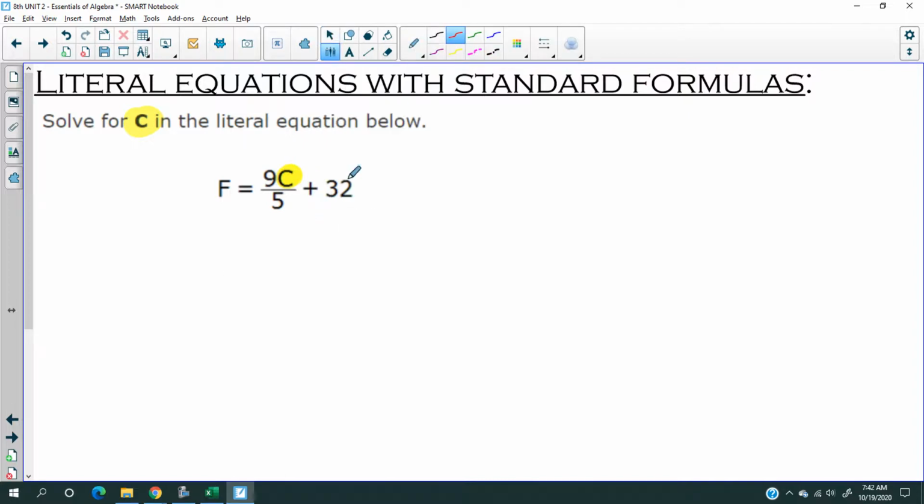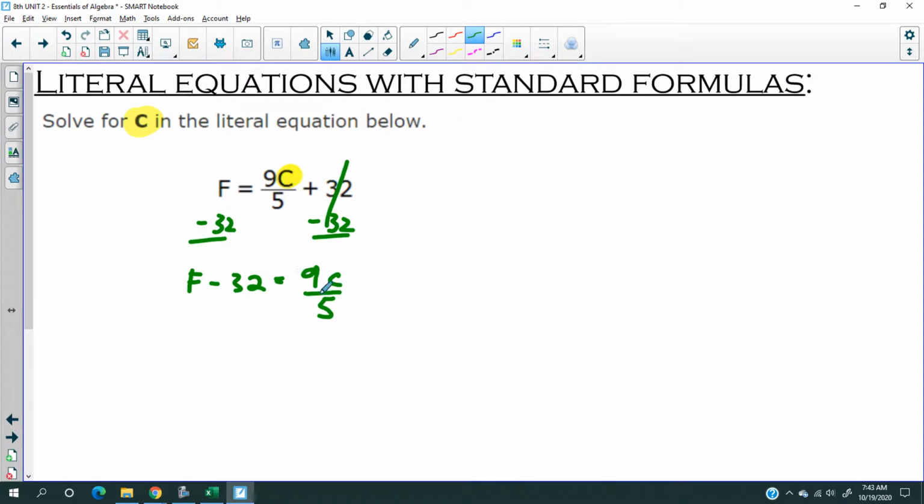One, I'm going to subtract 32 from both sides because I have to leave this alone right now. So that cancels out, and here I've got F minus 32 equals 9C over 5. Now look at the next part.